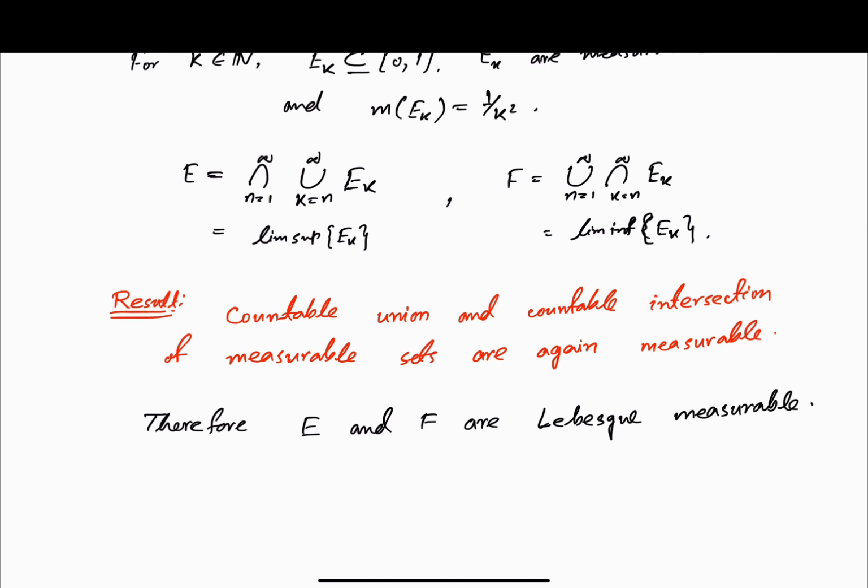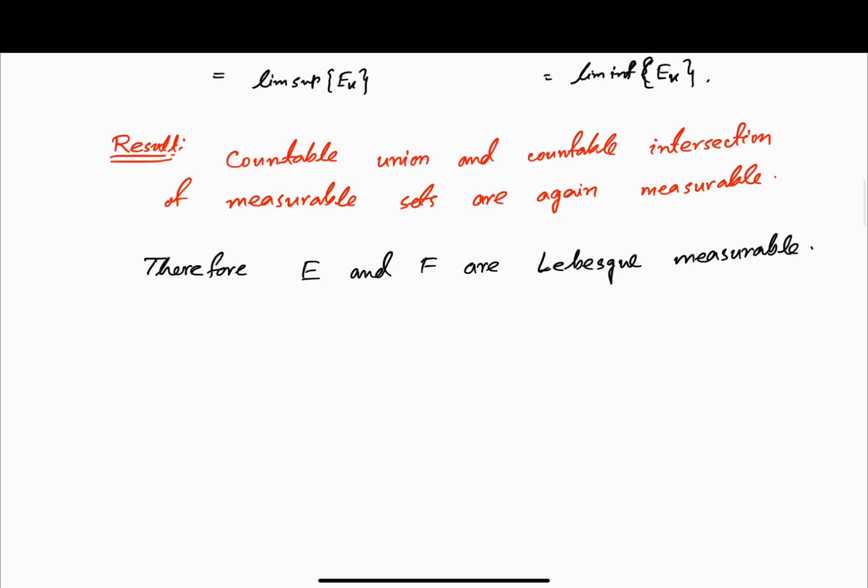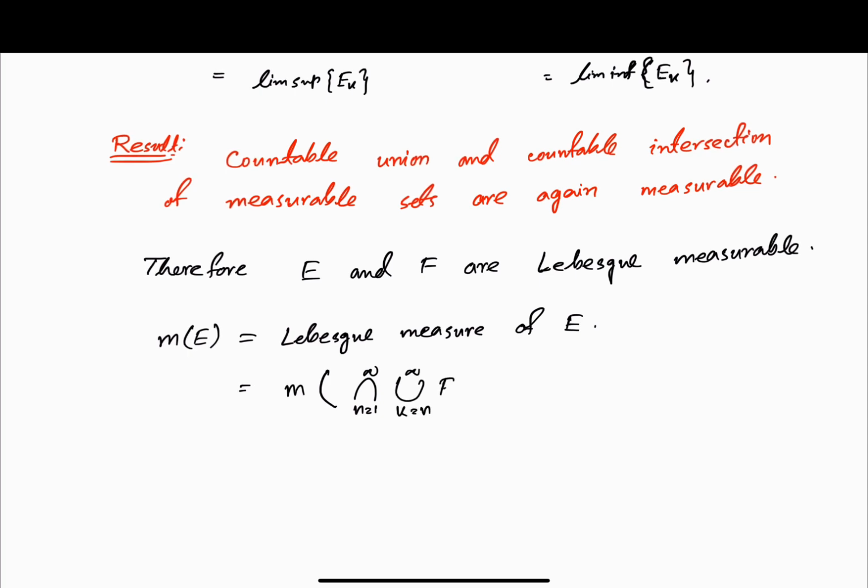So now we have to find the Lebesgue measure of E and F. First let's try for E. So m of E, basically this is the Lebesgue measure of E. So what is this? This is basically m of the intersection n equals 1 to infinity of the union k equals n to infinity of Ek, right?